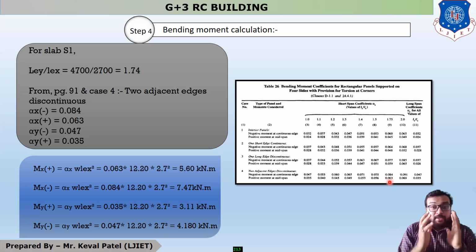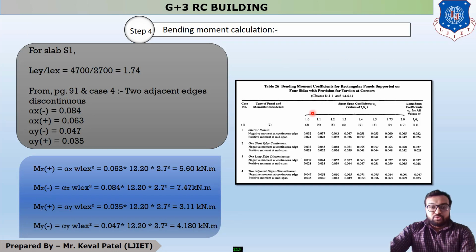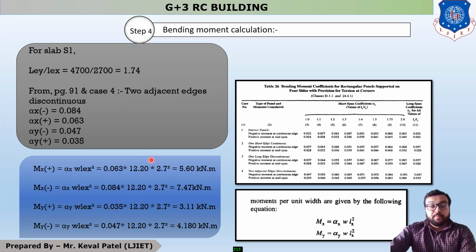This is for case number 4 only. How about the other 8 cases? For the other cases, we will move further later, when we have to decide how to design slabs S2, S3 and S4. It is discussed later in this example. So students, after finding the alpha x negative and positive coefficients, now we have to find the moments.